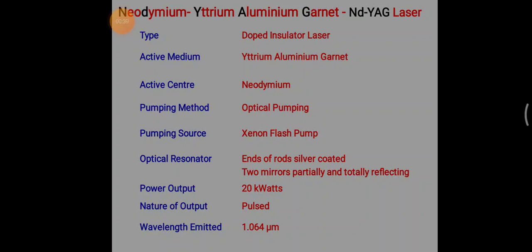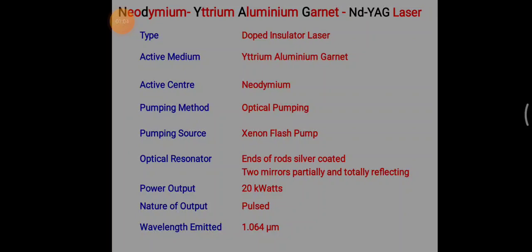Active medium: yttrium aluminum garnet, Y3Al5O12. Active center: neodymium. Pumping method: optical pumping. Pumping source: a xenon flash lamp. Optical resonator: the ends of the rod are polished with silver and two mirrors, one of them totally reflecting and the other partially reflecting. Power output: 2 × 10^4 watts.